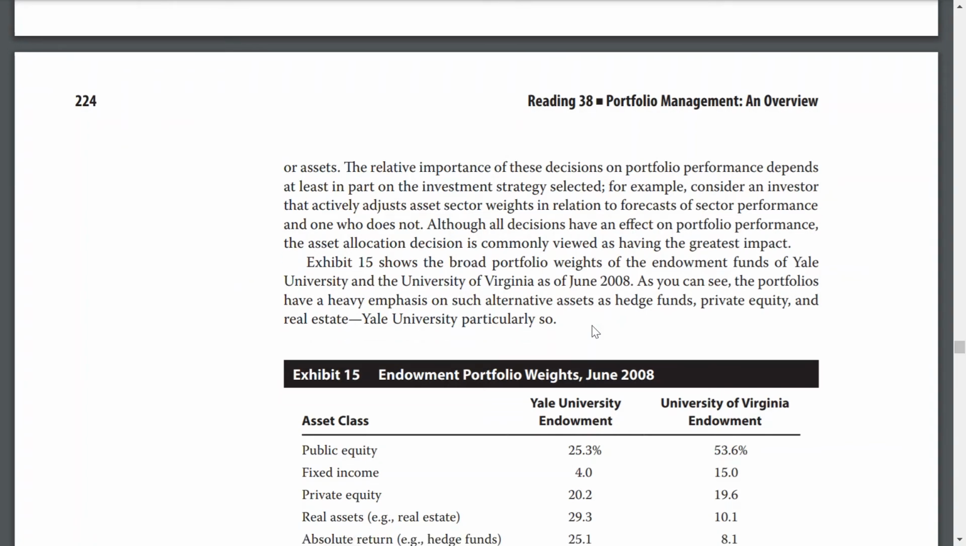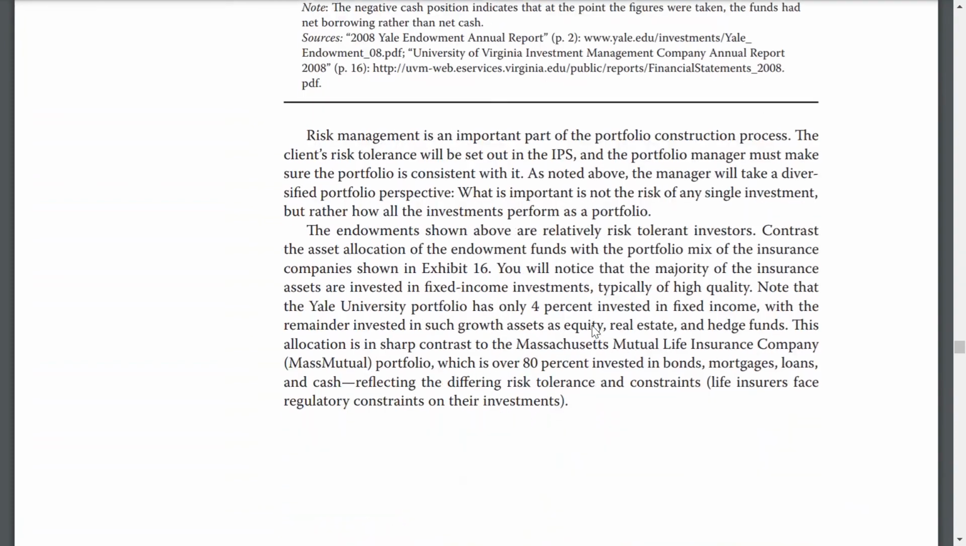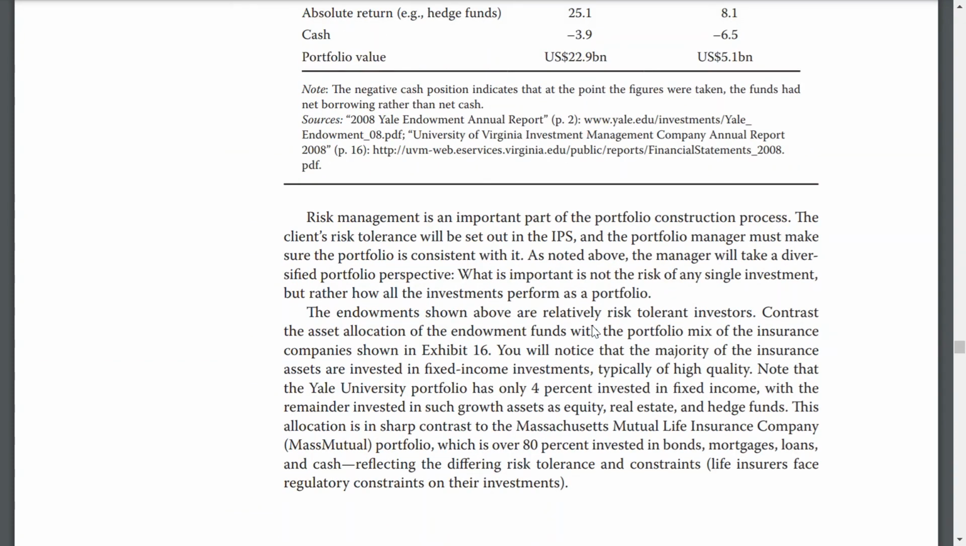Yale University, particularly so. Risk management is an important part of the portfolio construction process. The client's risk tolerance will be set out in the IPS, and the portfolio manager must make sure the portfolio is consistent with that. As noted above, the manager will take a diversified portfolio perspective. What is important to note is not the risk of any single investment, but rather how all the investments perform in the portfolio.